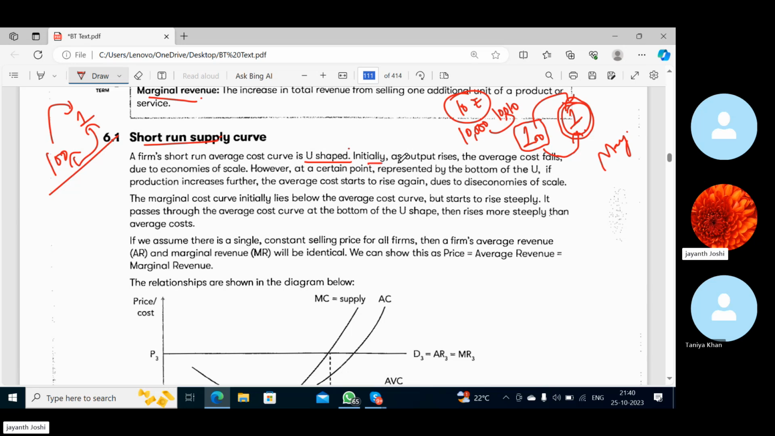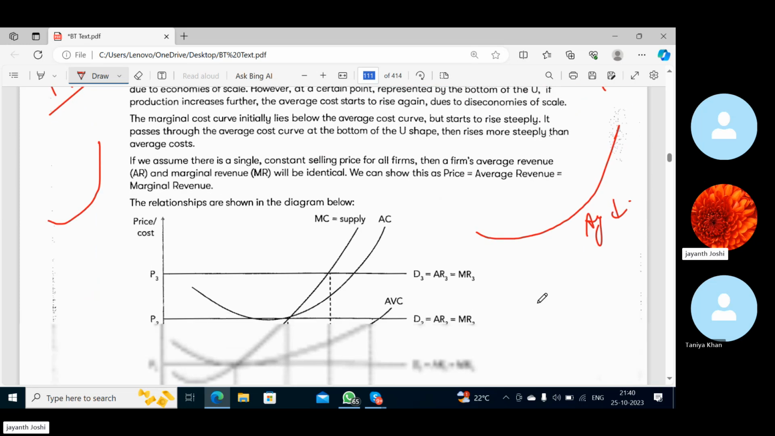As I said initially, this is why the curve is U-shaped. If the output rises, the cost also increases, right? But the average cost falls. There's a difference between average cost and normal cost. As the output increases, if you produce in bulk, will the average cost be decreasing or increasing? It will be decreasing, right?